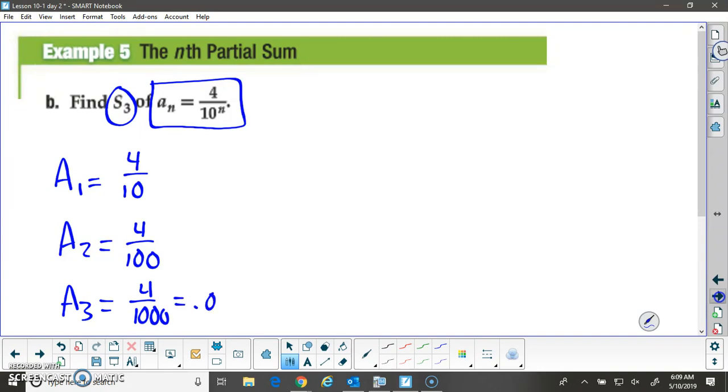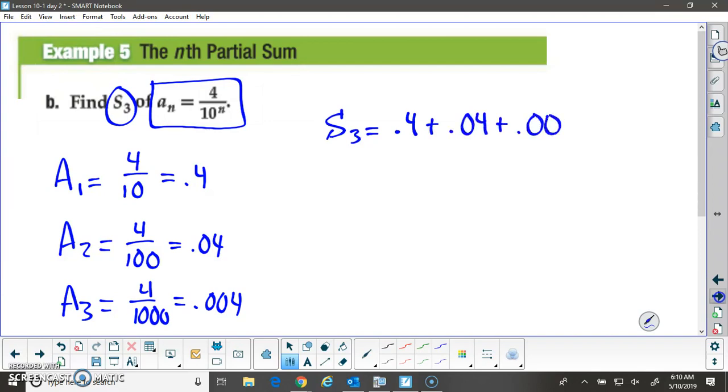This is the same thing as 0.004. This is the same thing as 0.04, and this is the same thing as 0.4. So your third partial sum would be 0.4 plus 0.04 plus 0.004, and that would obviously give us 0.444.